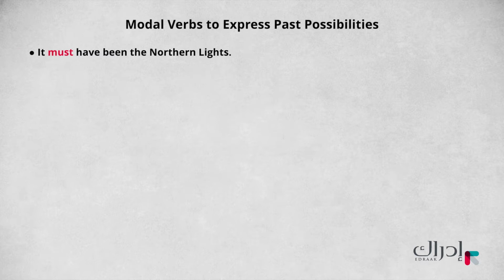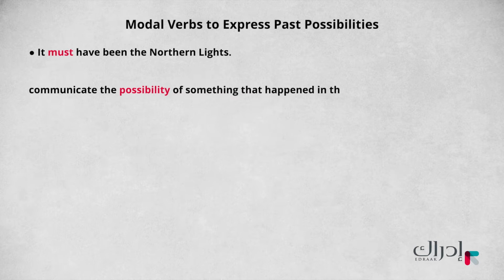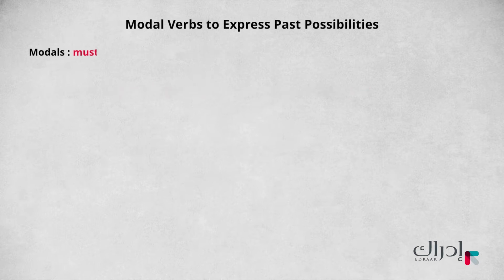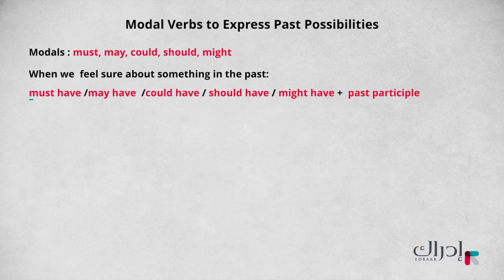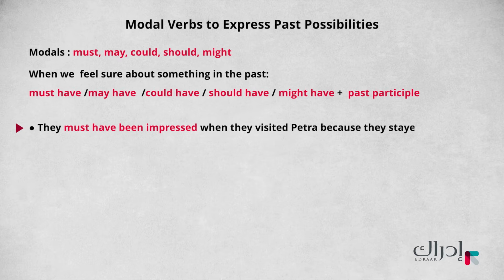This sentence uses a modal to communicate the possibility of something that happened in the past. Modals include must, may, could, should, or might. We use must have, may have, could have, should have, might have. So the structure is the modal plus have plus a past participle when we feel sure about something in the past. For example, they must have been impressed when they visited Petra because they stayed all day.